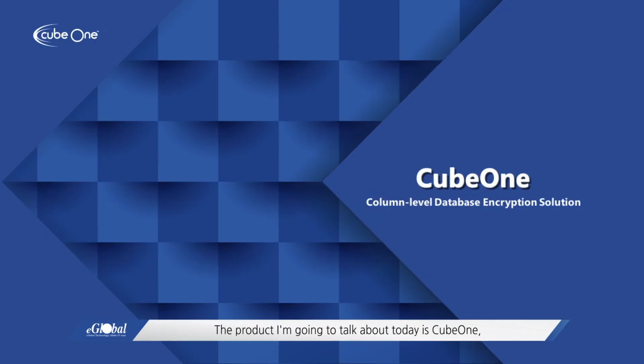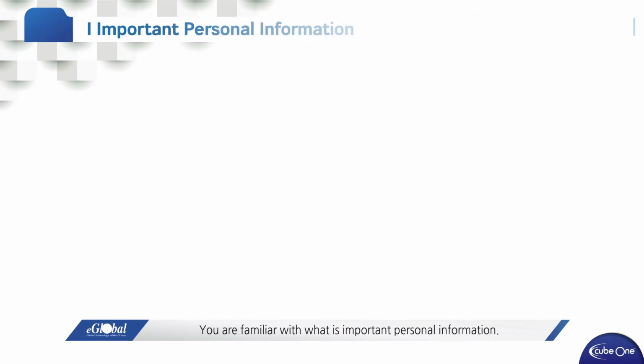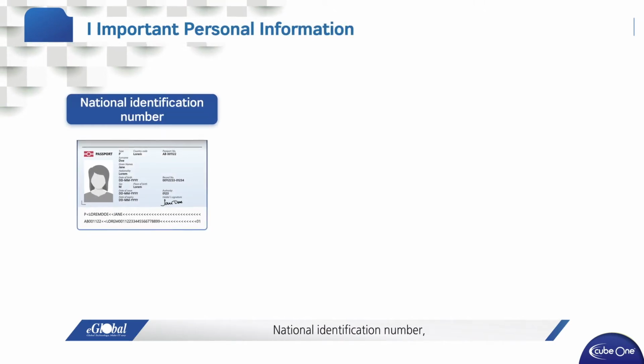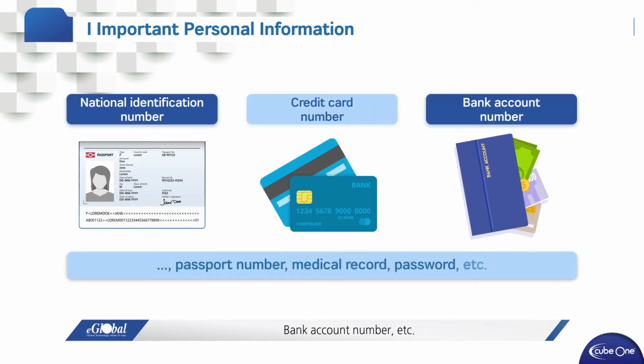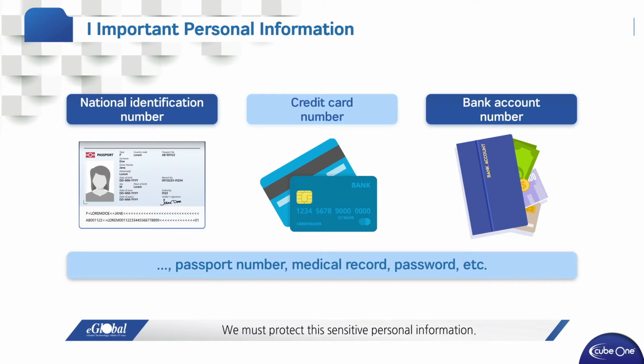The product I'm going to talk about today is Cube One, a column-based database encryption solution. You are familiar with what is important personal information: national identification number, credit card number, bank account number, etc. We must protect this sensitive personal information.